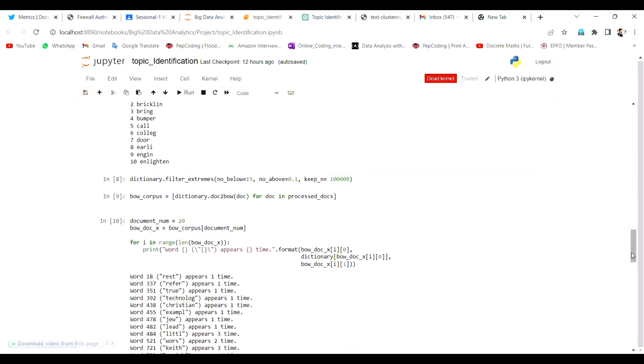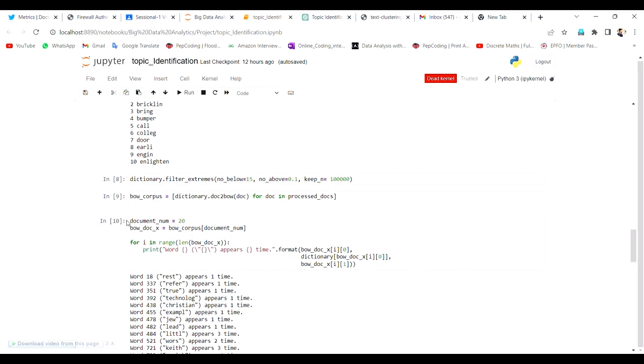After that, we are just filtering the dictionary. There are three parameters: no_below, no_above, and keep_n. What it does is remove words that occur in fewer than 15 documents, words that occur in more than 10% of all the documents, and the dictionary is restricted to keep only the top 1 lakh most frequent tokens. Then coming to the resulting bow corpus, which is a bag of words, each element in the list represents one of the preprocessed documents in the original preprocessed docs.